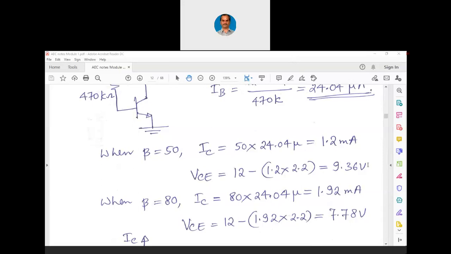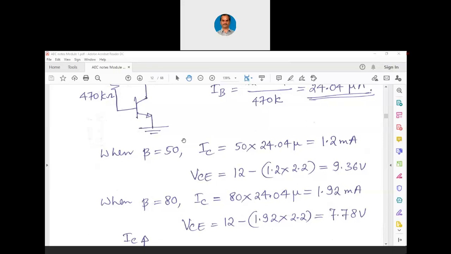The question is: why are we finding IB and then IC? Just to find out the difference which occurs because of beta. As I told you, it is not possible to have two transistors having the same beta. The manufacturer gives a range of, let us say, 40 to 80 as the beta. Same type of transistor, from the same shop, from the same packet, you take two transistors. They will have two different beta.